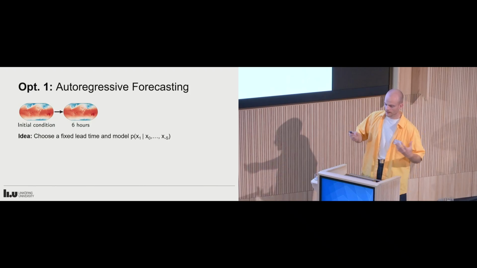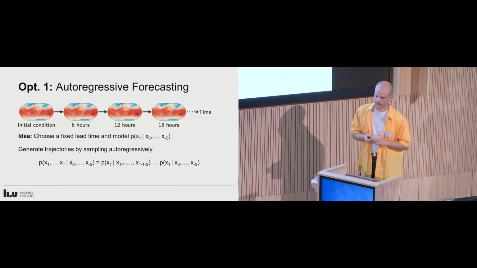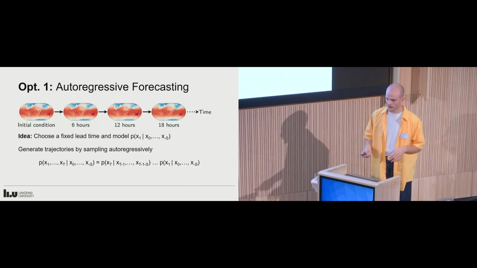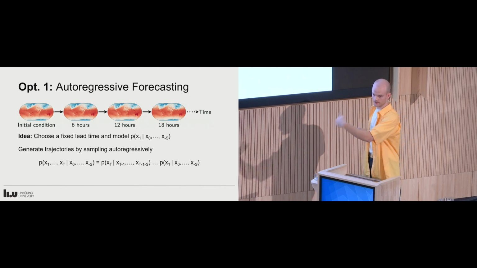And the idea then is to choose a fixed lead time, and then model the one-step prediction of x1 given the previous history. This allows us to very naturally formulate this autoregressive sampling scheme, where you can sample from the trajectory by just iterating this over time.